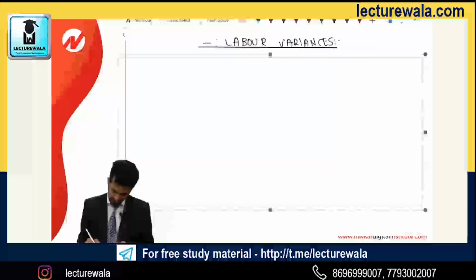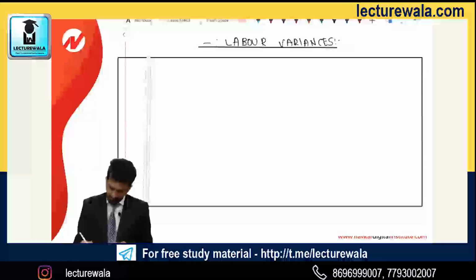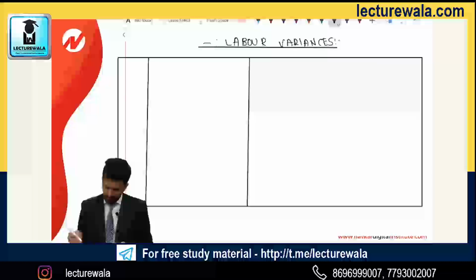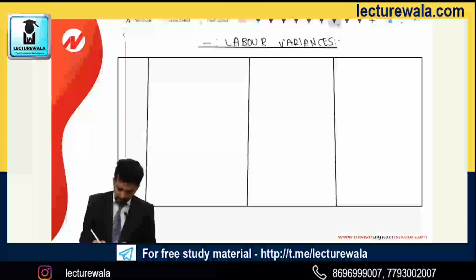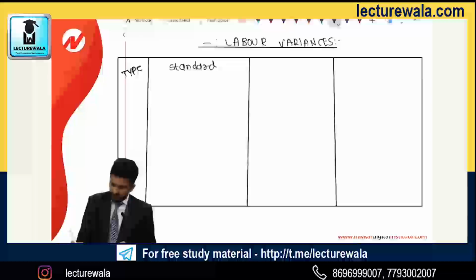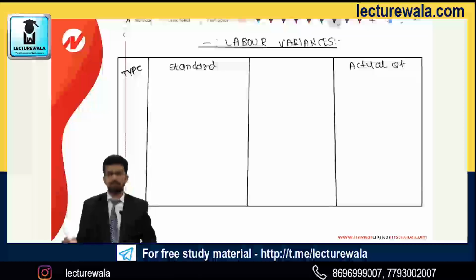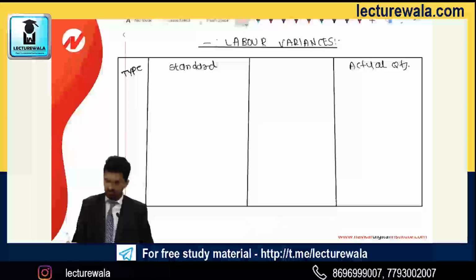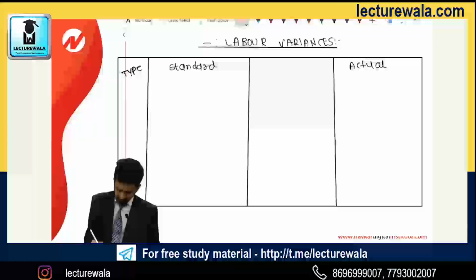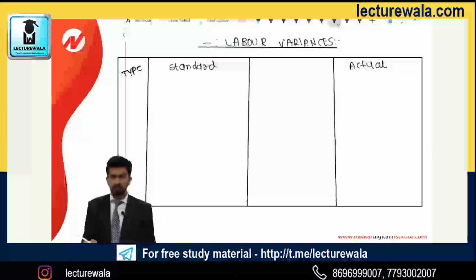So first column I will have is for type, then one column for standard, and one column I'm going to keep for actual, right? So first column we have type, then we have got standard. If required, I'll use the middle column, otherwise that's okay. And here I'm going to put my actual. Now standard is for one unit of finished goods.